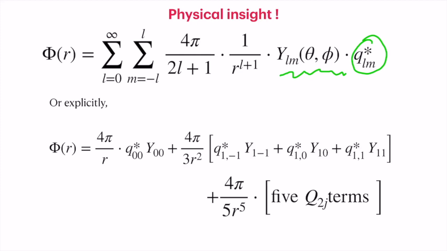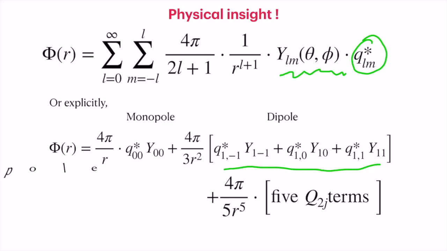So when we look at the total moment, it is explicitly written in terms of this. We have a monopole term which is independent of all angles. We have a dipole moment, which is a combination of three terms corresponding to L equal to 1, M equal to minus 1, 0, plus 1.